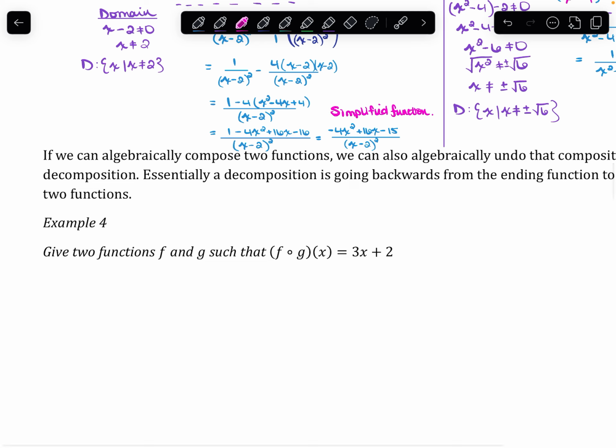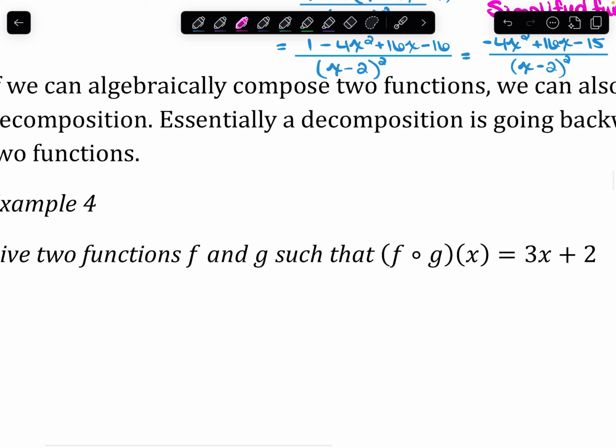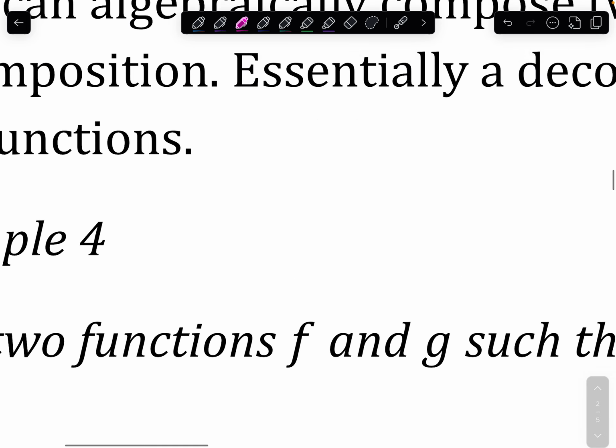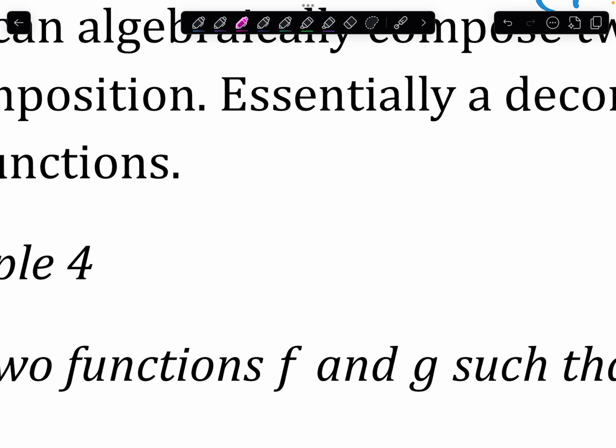All right, example 4. Find two functions f and g such that f composed with g of x is 3x plus 2. So this is going backwards. It's giving us the composed result, and it's asking us what the original functions f and g could have been. Now, the key thing you want to remember with this is there are infinitely many ways to decompose functions. Okay, so work on my spelling here.